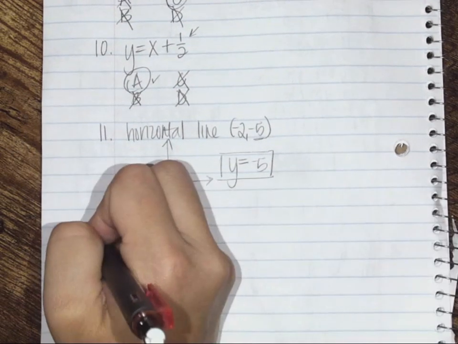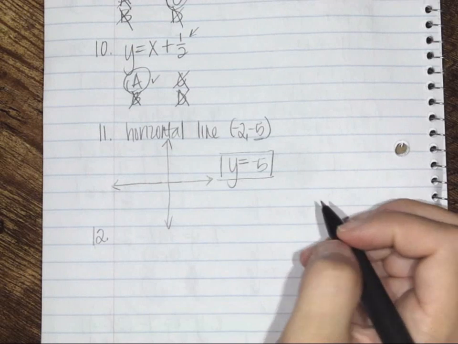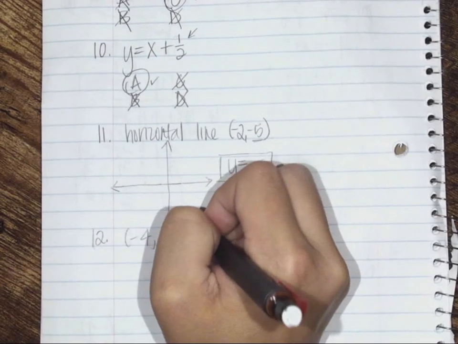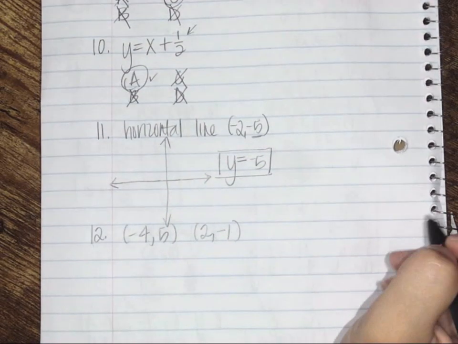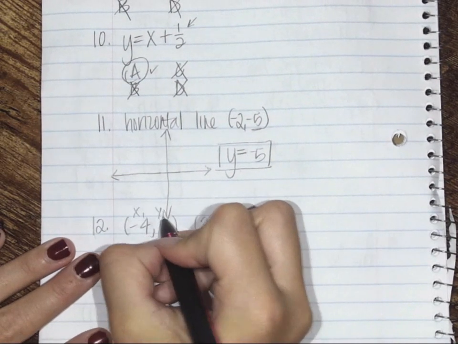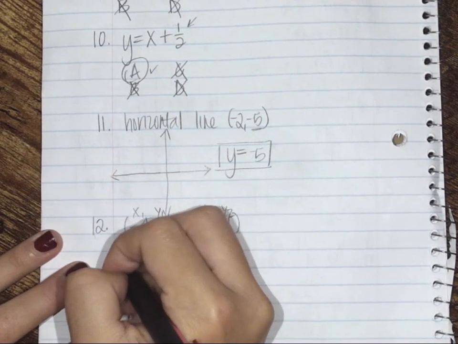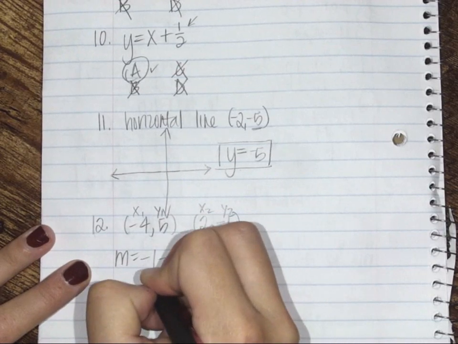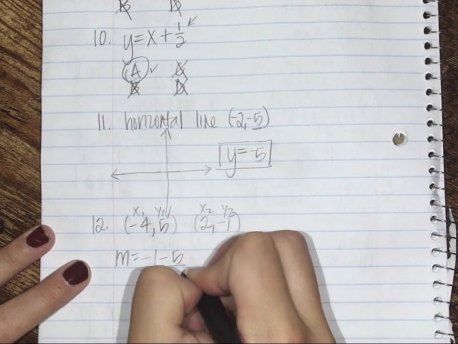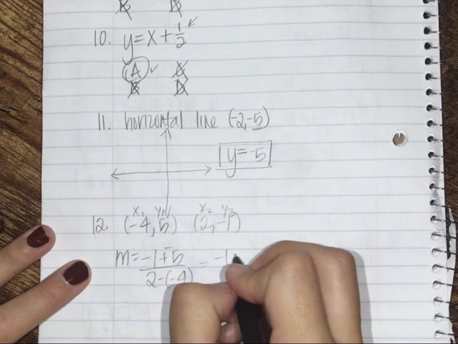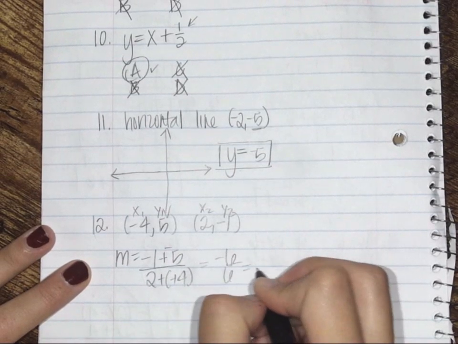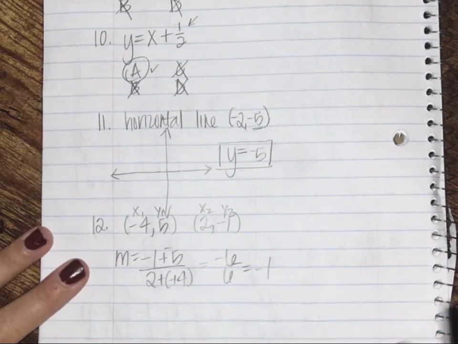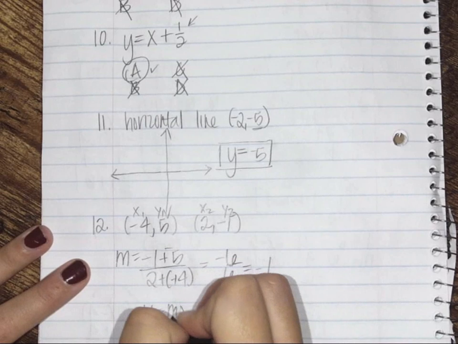Number 12, we need to write an equation in slope-intercept form using the points -4, 5, and 2, -1. So we first need to find our slope. So we have x1, y1, x2, y2. So that would be -1 minus 5 over 2 minus a -4. Do keep change to get -6 over 6, which means we have a -1 as our slope. And now we need to pick an ordered pair and plug it into our equation to figure out what b is.